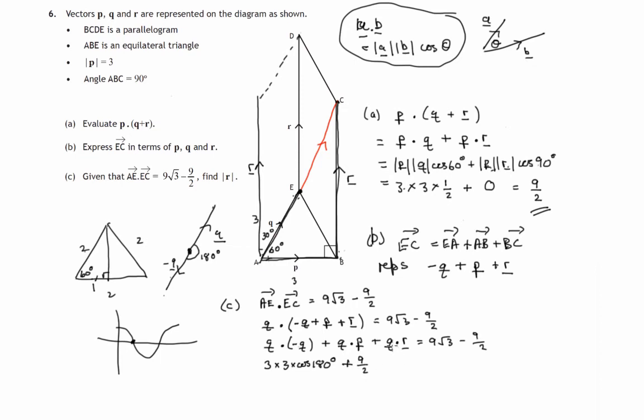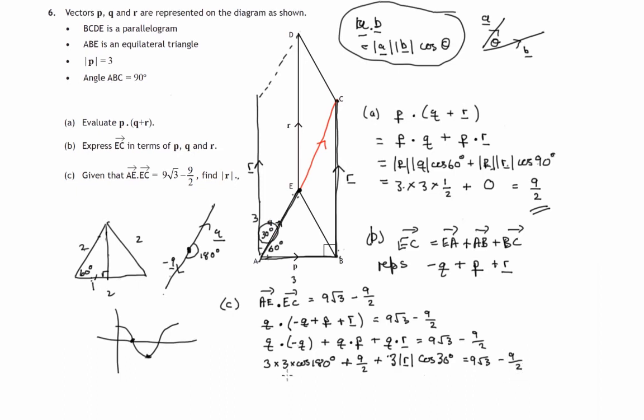And the final dot product Q dot R, since we're asked to find the magnitude of R, we'll maybe just use the definition here and say, well, that's the length of Q, which we know is 3, times the length of R times the cosine of the angle between Q and R. Well, the angle between Q and R is there. It's 30 degrees. And all of that will come to 9 root 3 minus 9 over 2.